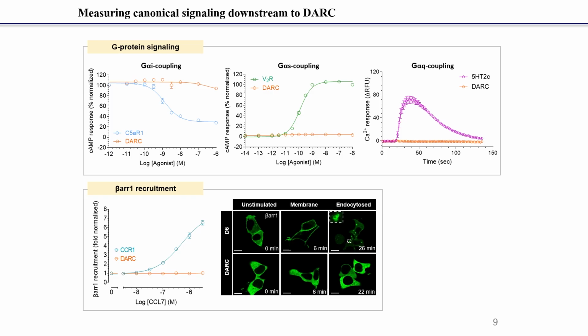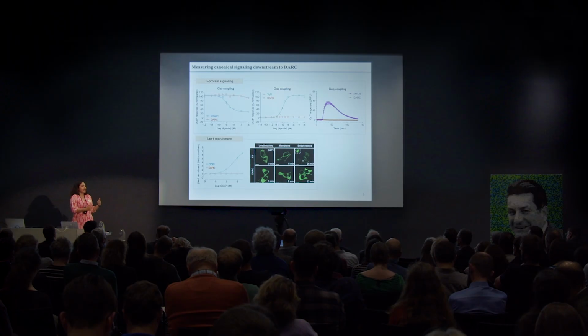And we wanted to be sure about this lack of interaction, so for this we carried out an orthogonal approach. So when we express YFP-tagged beta-arrestin in cells, in absence of any stimulation, it is widely distributed in the cytoplasm.